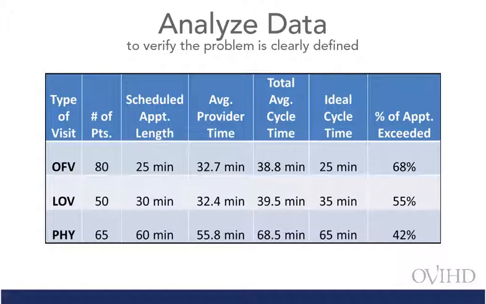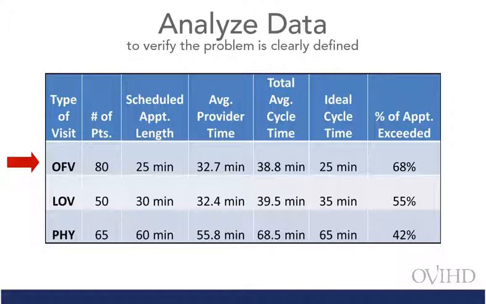Once more detailed observations have been completed, data should be collected and analyzed to verify that the problem is clearly identified. This data should be related to what was uncovered and found, but specific to a certain area of the process that we hope to improve. In our example regarding inaccurate appointment time lengths, we gathered more data to see if there was a specific type of appointment that was consistently running over. Here we can see each of the visit types have at least 50% of their appointments exceeding the scheduled time frame, with OFV visits at the highest at 68%.